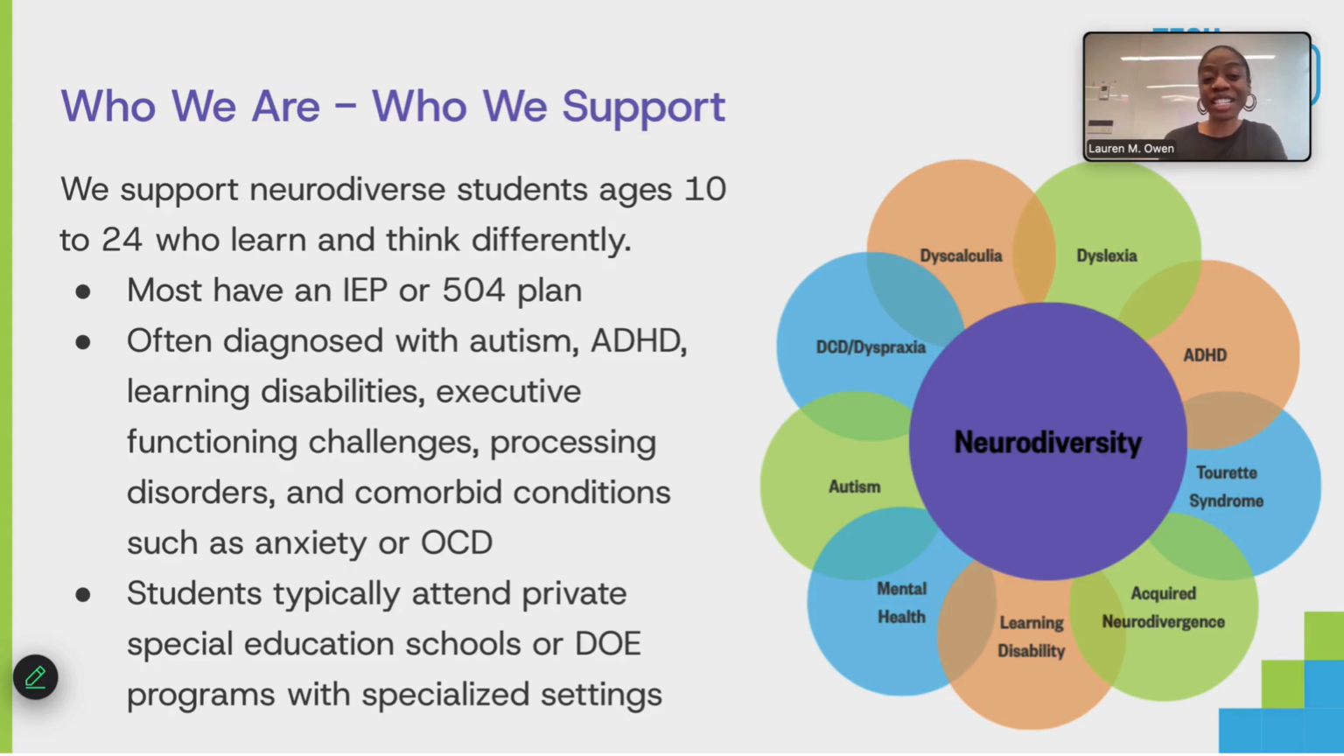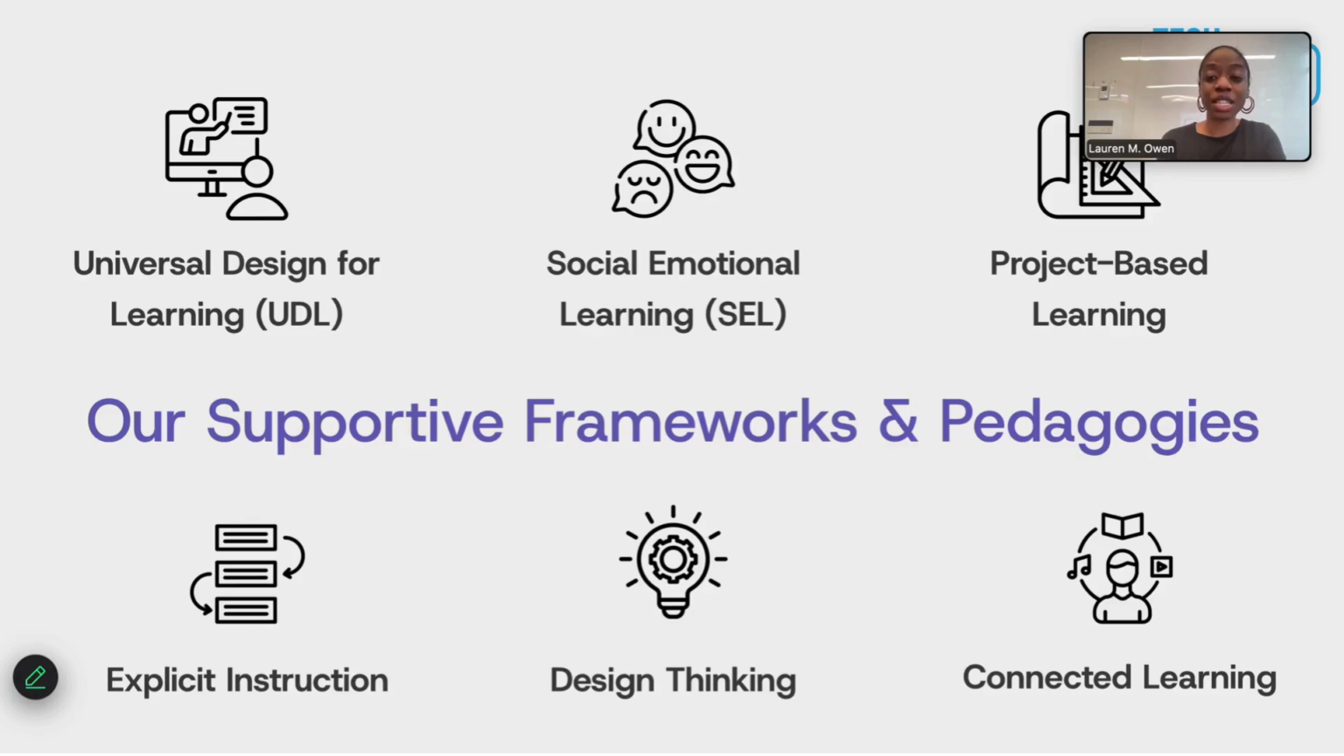So our students are really brilliant, they're creative and they're capable, but sometimes traditional educational systems don't often meet their needs. And that context matters because everything we do here at Tech Unlimited, from our curriculum to our programs and tools, has to be responsive to real people with real differences. So to do this, we ground all of our work in established frameworks and pedagogies like universal design for learning, social emotional learning, explicit instruction, connected learning, design thinking, because these are not buzzwords for us. They actively shape how we structure lessons, how we scaffold activities, and how we build relationships with our learners.